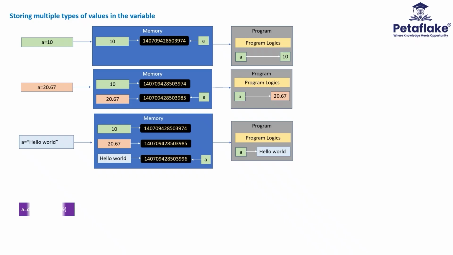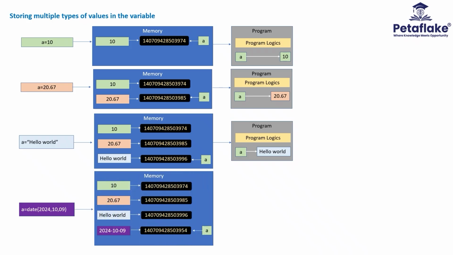Let's assume that we have assigned a new date value October 9, 2024 to the variable a in the same program. In this scenario, Python creates a new date object and stores the value October 9, 2024 in the object memory. The memory address of the new date object is stored in the variable a, overwriting the previous memory address. At this point, when the program looks for the value of the variable a in the memory, the program gets the value as October 9, 2024, not the previous value hello world.